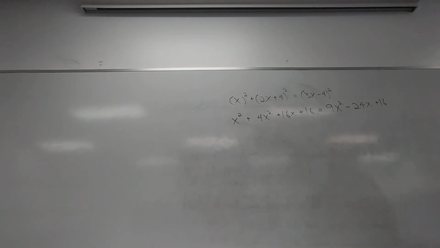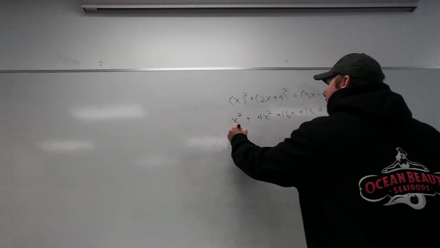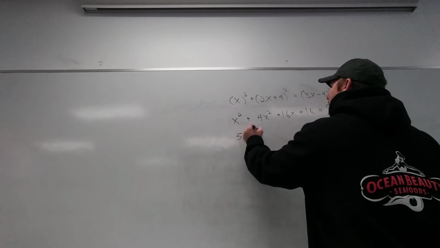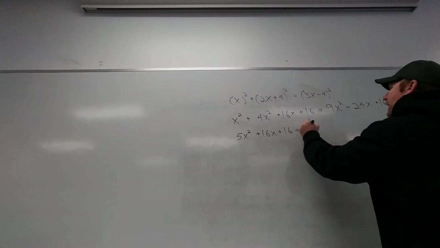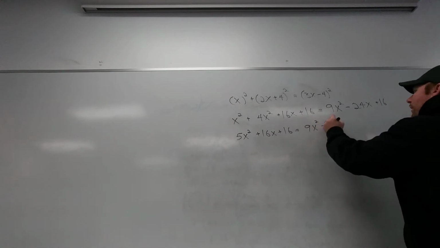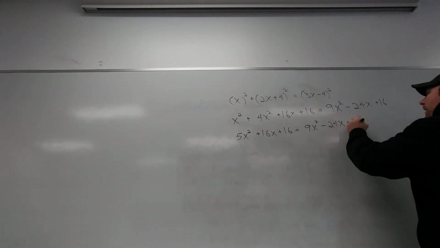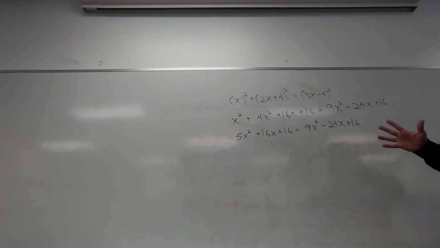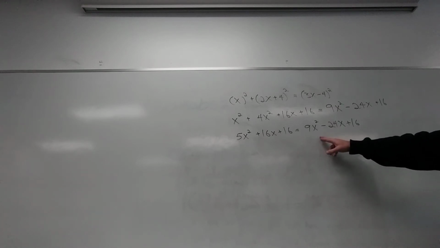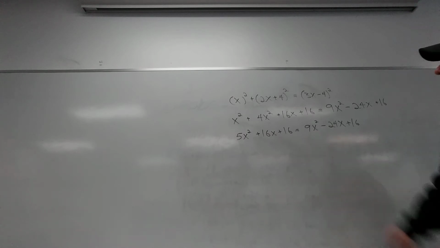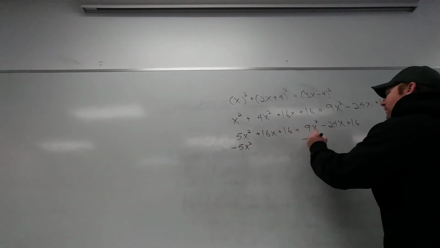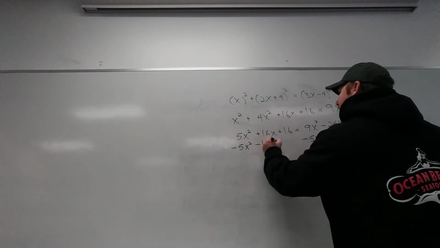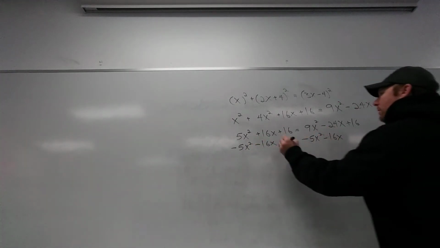I'll simplify the terms on the left-hand side. That gives me 5x squared plus 16x plus 16. On the right, I get 9x squared minus 24x plus 16. Now I'm going to move everything to the right this time because I want my x squared term to be positive. So I'll subtract the 5x squared from both sides, and I'll get everything out of the left-hand side by subtracting it.